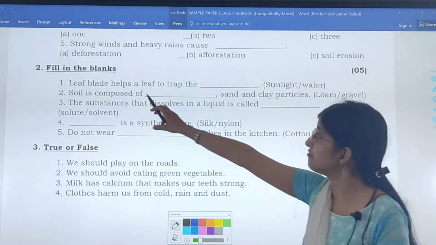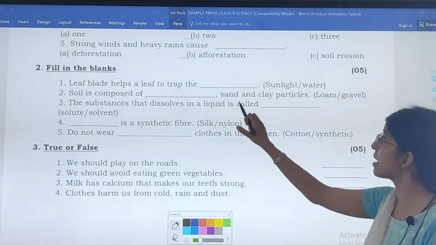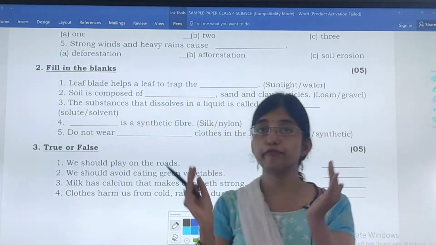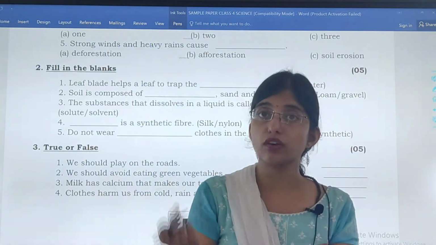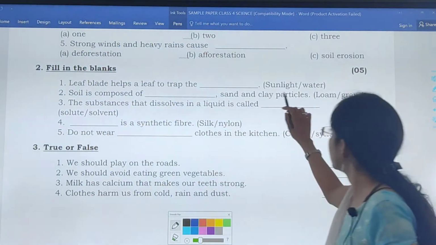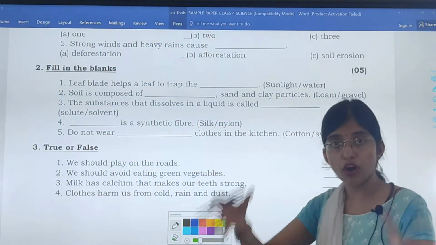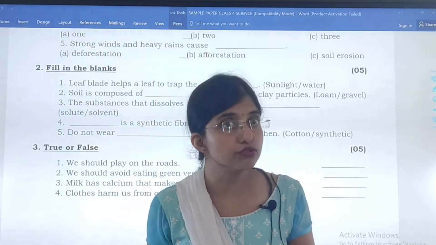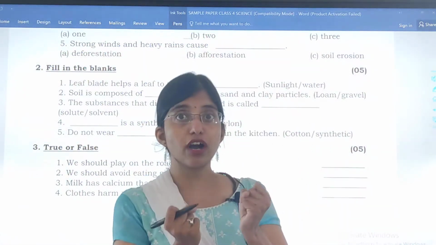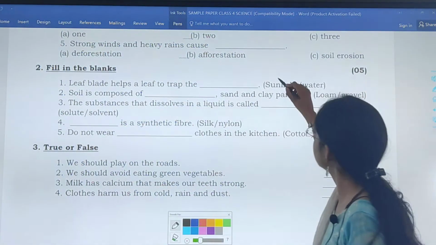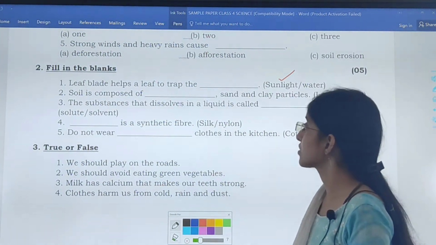First, the leaf blade helps a leaf to trap the dash. Leaf blade. Leaf helps in trapping of what? Sunlight or water? Water is absorbed by roots and leaf helps in trapping of sunlight. So our answer is sunlight.